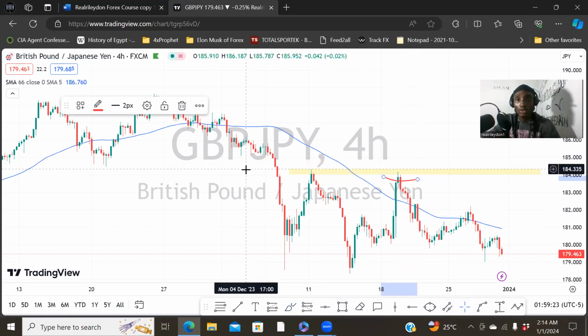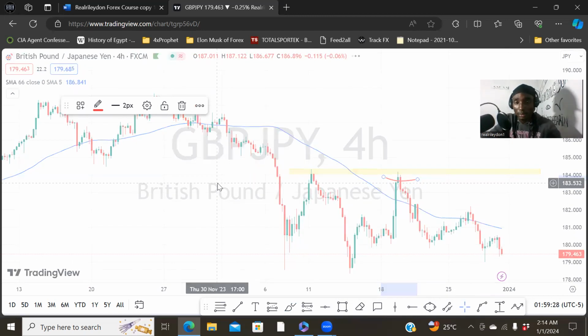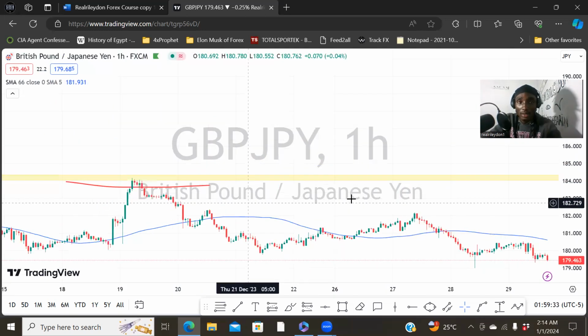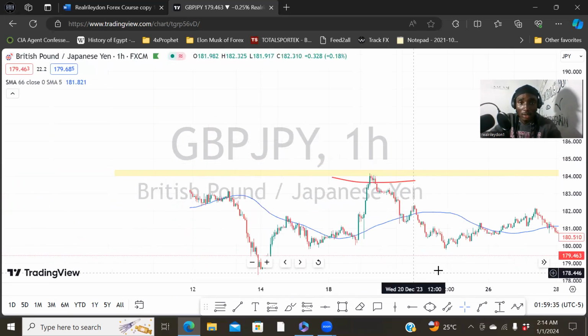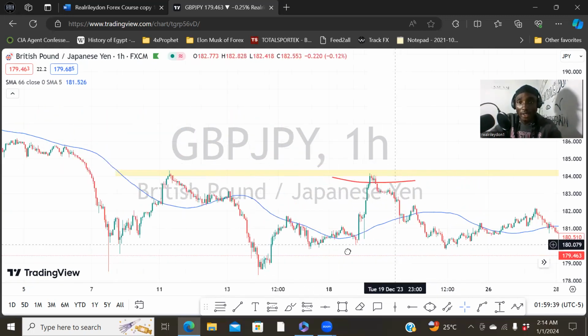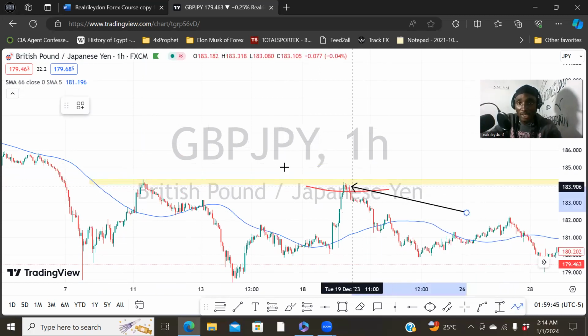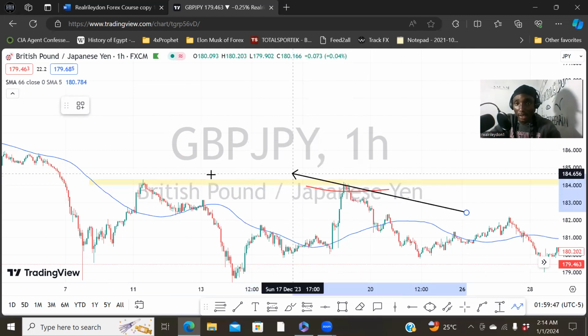So now we're going to go down to our 1 hour time frame and see if it correlates with this. So yes, the 1 hour time frame correlates with the 4 hour time frame. As you can see right here, respecting the same resistance zone right here, guys.